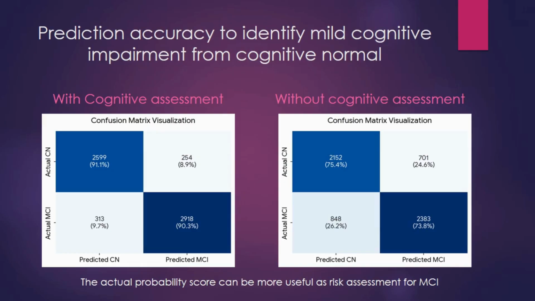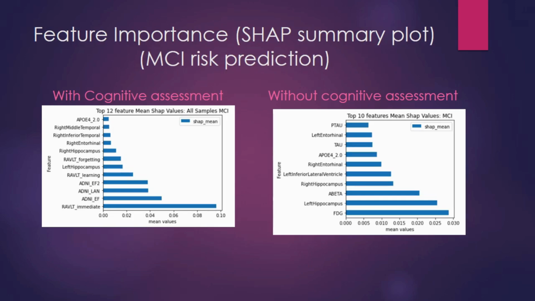This compares confusion matrices to show the model's accuracy in predicting mild cognitive impairment versus normal cognition, both with and without cognitive assessment data. Feature importance SHAP summary plot MCI risk prediction. This details the top features for predicting MCI risk, highlighting cognitive assessments like RAVLT when they are included and the biological markers like FDG and hippocampus volume when cognitive tests are excluded.